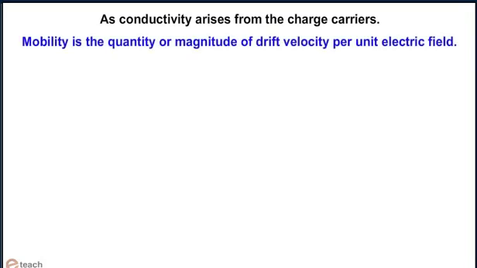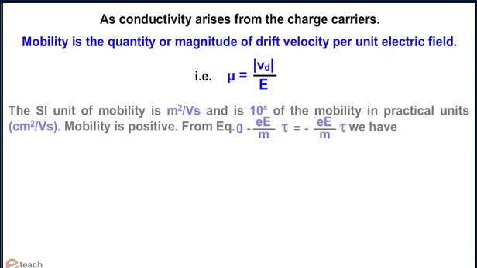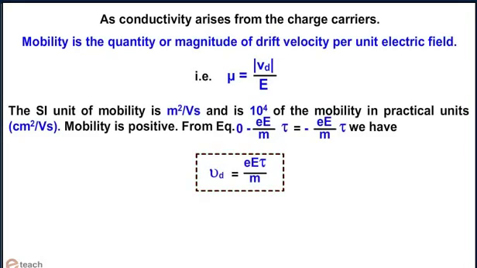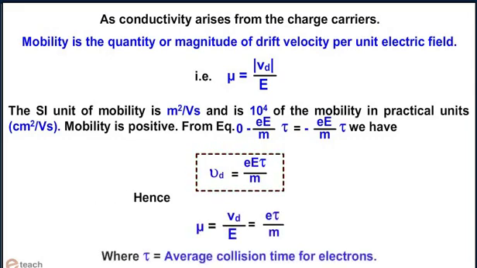Conductivity arises due to the charge carriers. Mobility is the magnitude of drift velocity per unit electric field. The SI unit of mobility is meter squared per volt second. Mobility is a positive quantity. By using formula of drift velocity, we get mobility equal to e tau by m, where tau is average collision time for electrons.